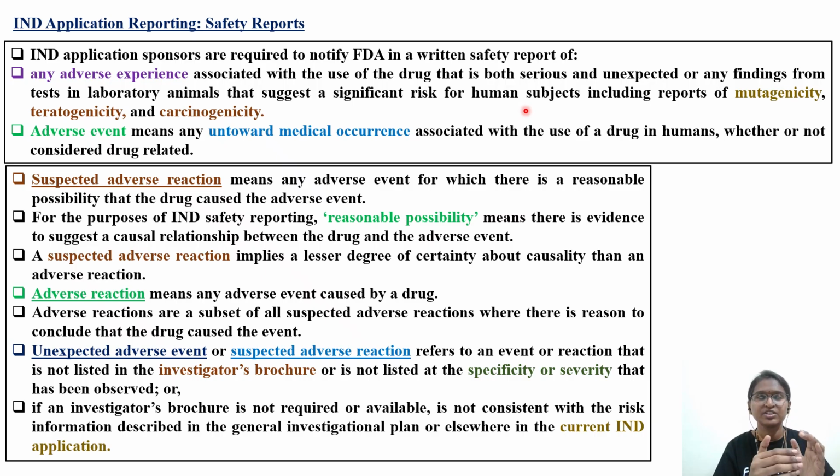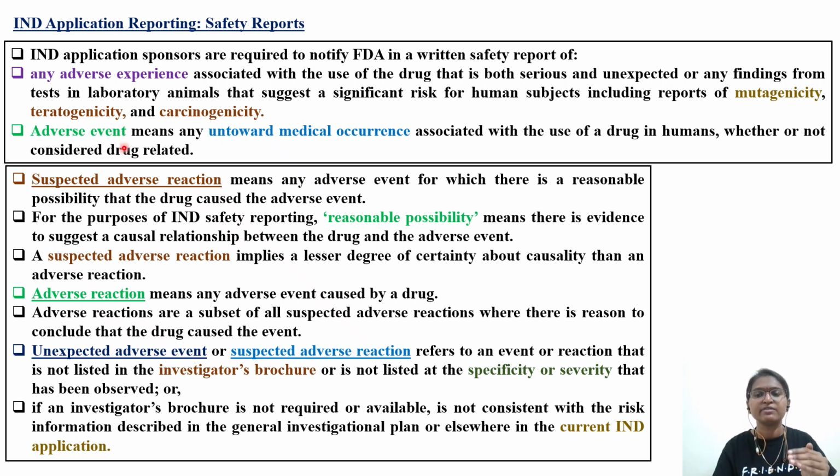For example, mutagenicity, teratogenicity or carcinogenicity, which you will see in animal trials. Those things might have a link with respect to human risk and safety, so that also needs to be informed to the FDA. In the options you have seen, these were also mentioned: suggest a significant risk for the human subjects, including reports of mutagenicity, teratogenicity, and carcinogenicity.